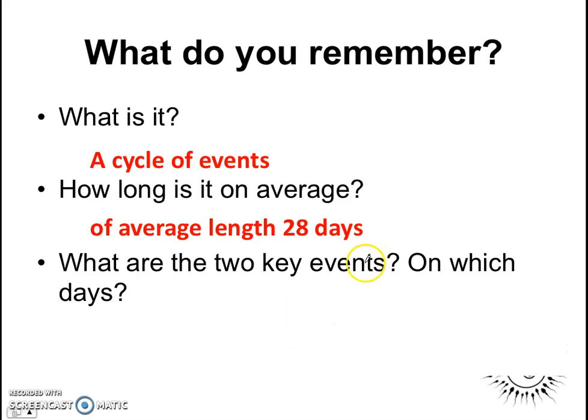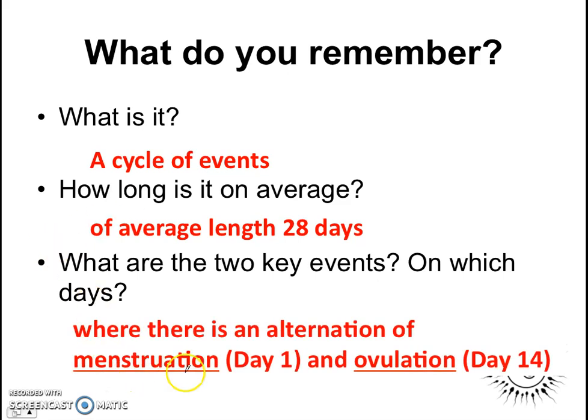And what are the two key events which take place in the menstrual cycle, and on which days? Now hopefully you start to recall some of it. The first key event is menstruation, right? That's when there's bleeding, shedding of the uterine lining. That happens on day 1 of the menstrual cycle. And hopefully you also remember ovulation. That's when the egg is released from the ovary. That happens on day 14, usually. So the menstrual cycle is an alternation of these two main events, which means menstruation happens, then ovulation, and then menstruation again, then ovulation, and so on.